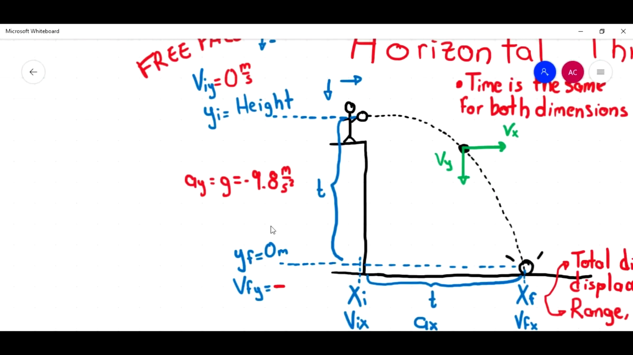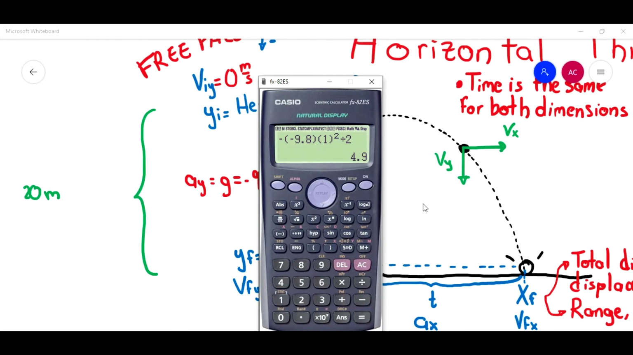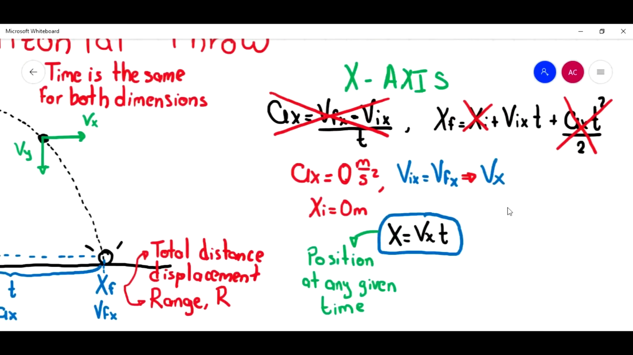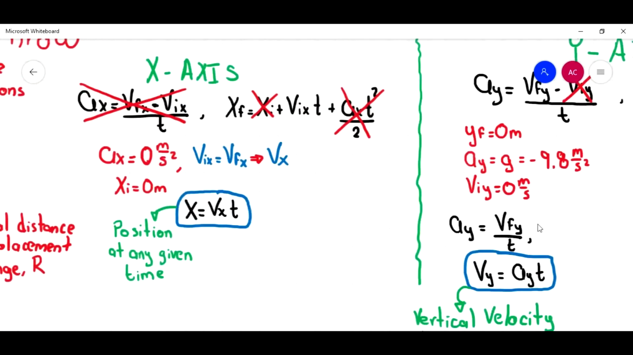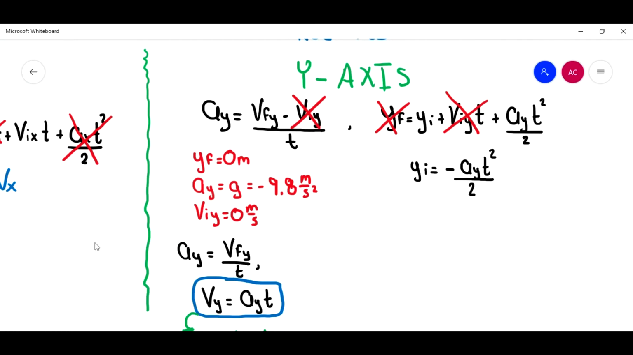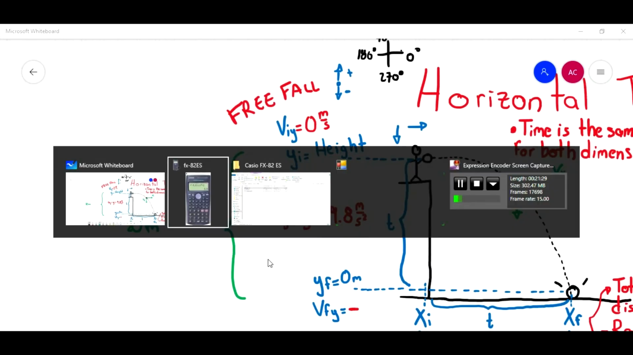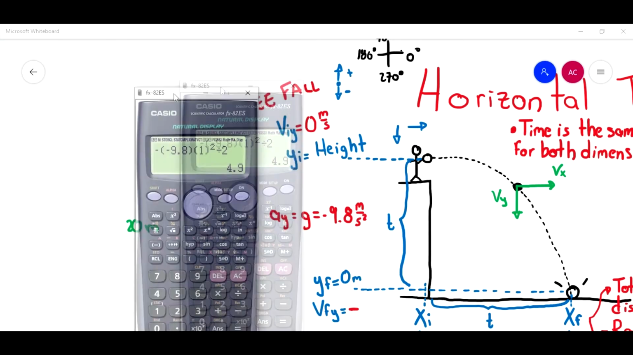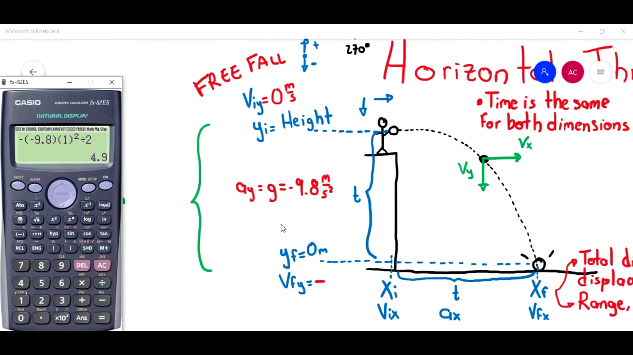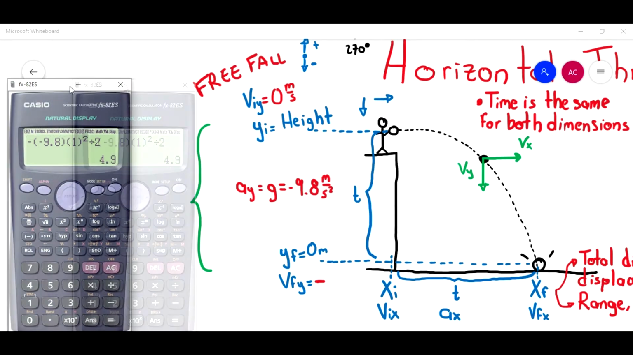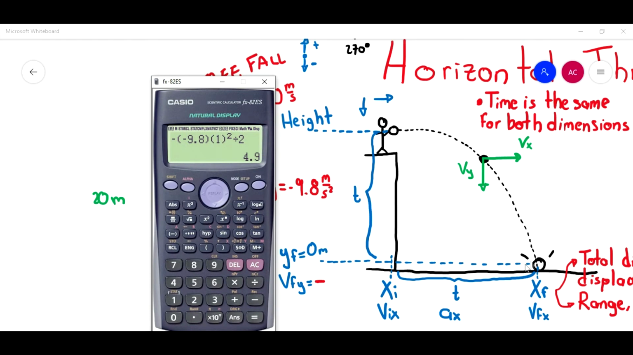But let's say that the total height is 20 meters. If I use this formula, it's going to tell me that at the first second the height is 4.9 meters. So that is not possible. I hope you understand this, that is not possible, because the height is measured from the bottom to the top. Okay, from the bottom to the top.